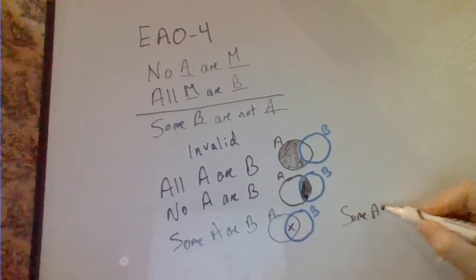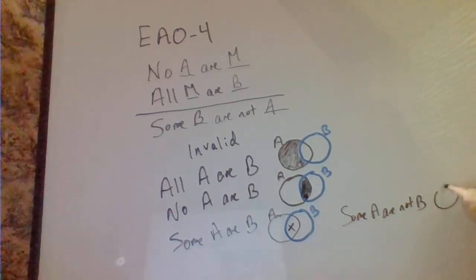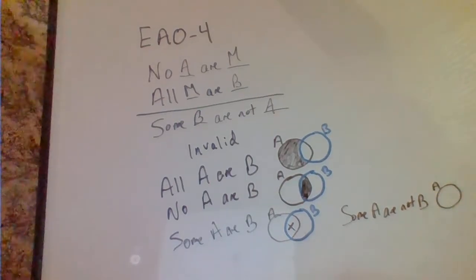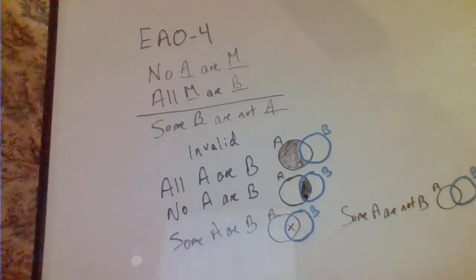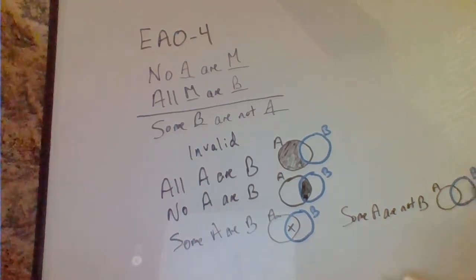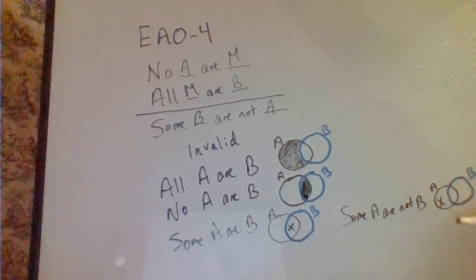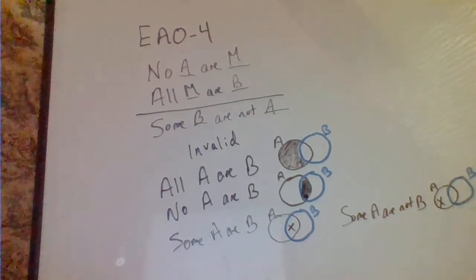And finally, some A are not B. There's your circle for the A. There's your circle for the B. So now there's at least one A that is not a B. That means you would have an X inside the A circle, but outside of the B circle, so that there is at least one thing that is just an A and not a B. There could be other things that are both, but there's at least one thing that is not. So those are your four Venn diagrams that you would use.